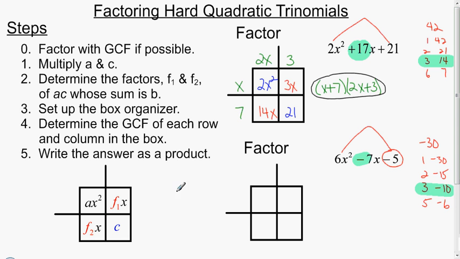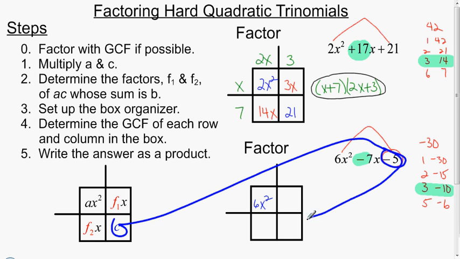So setting up my box, ax squared, which is the first term, goes in the top left. So I'll put 6x squared there. C, which is the last term, negative 5, goes in the bottom right.